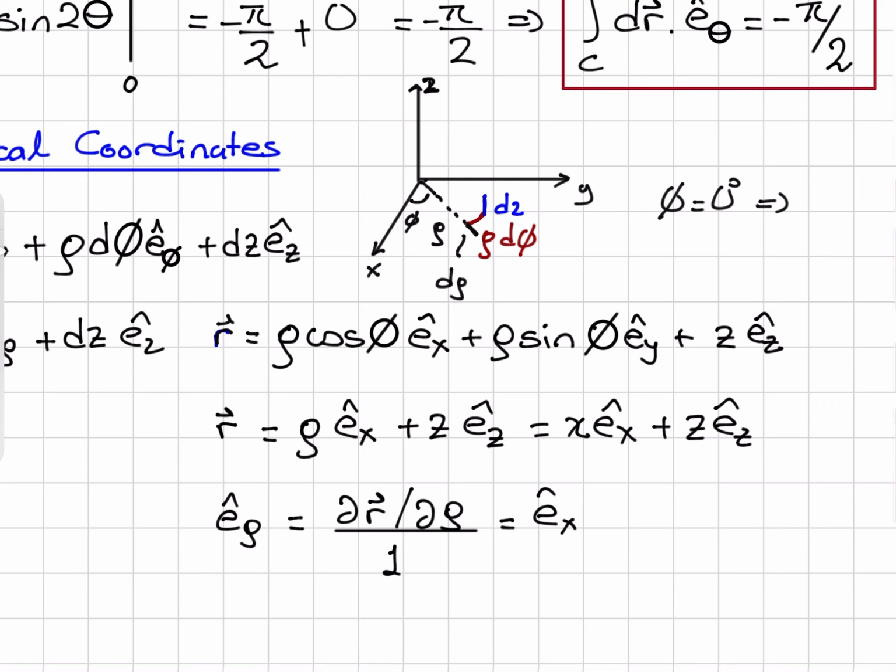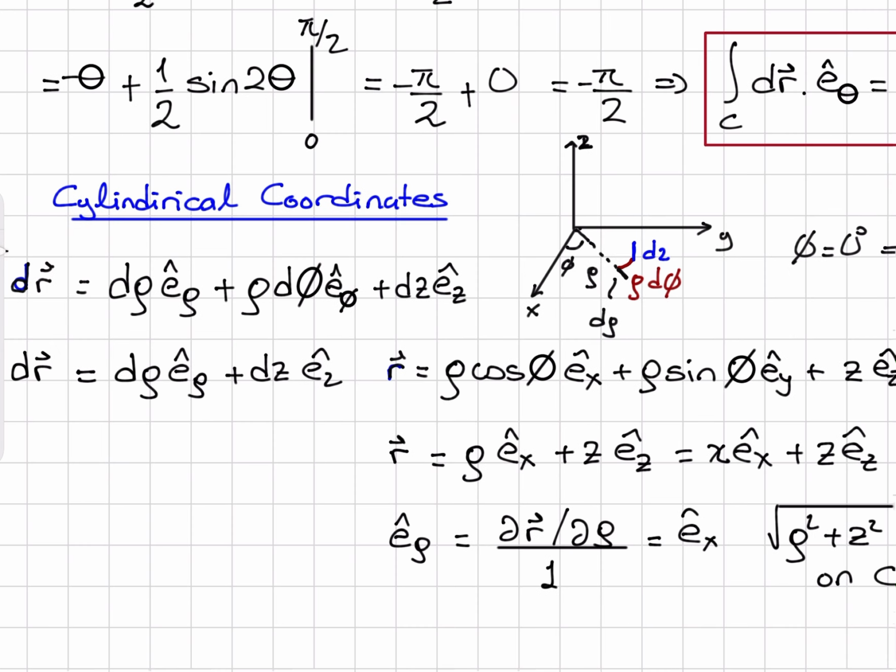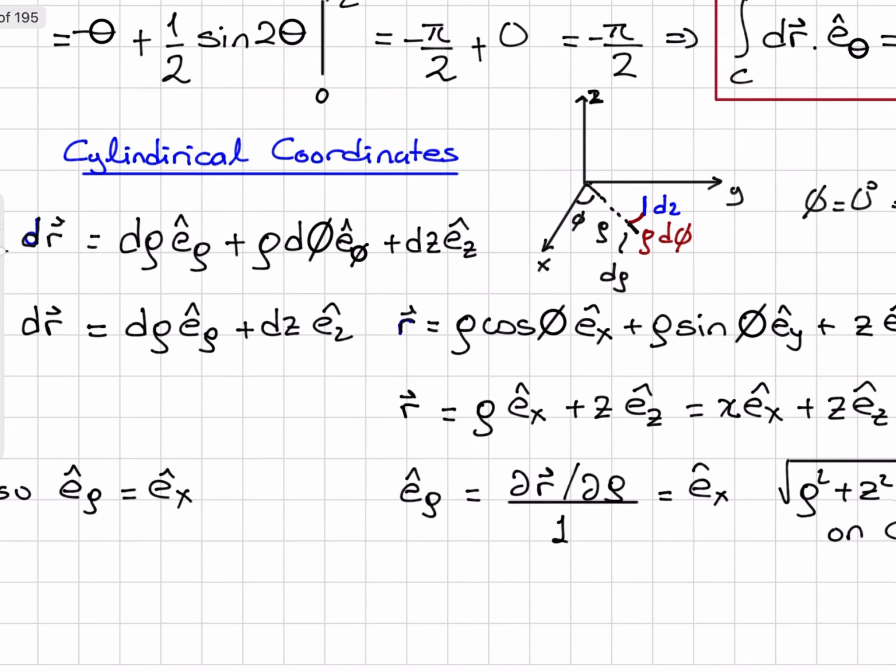Actually, I have found out that rho cosine phi, well, phi is equal to 0, so x is going to be equal to rho here. And therefore, I also have the square root of rho squared plus z squared equal to 1. This is true on this contour C. Okay, so I have found out that e rho hat is identical to ex hat on this path.